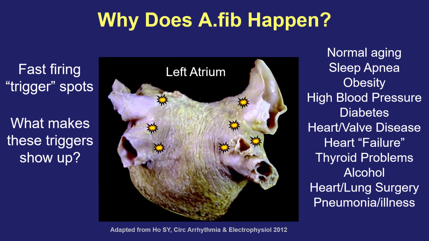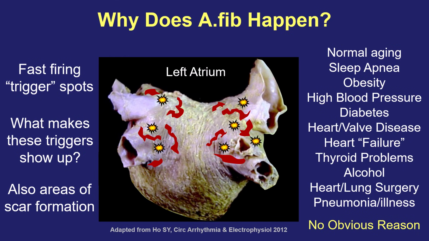But by far, most commonly, we don't know any obvious reason why somebody has A.Fib. It seems to be somewhat random other than related to age, and we don't always have an explanation. I mentioned before the scarring, and in addition to the trigger spots being located in the areas where the pulmonary veins enter the left atrium, areas of scarring also tend to occur in very similar locations, and these can contribute to short circuits that can cause episodes of atrial fibrillation to last longer.